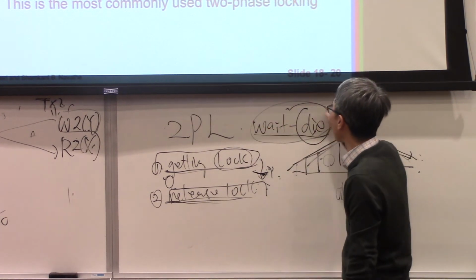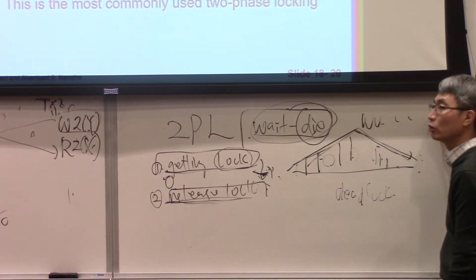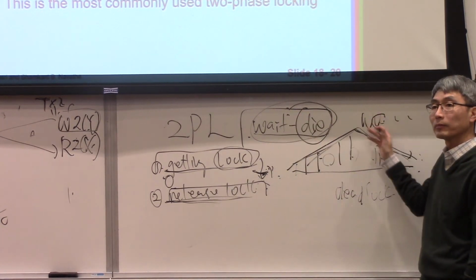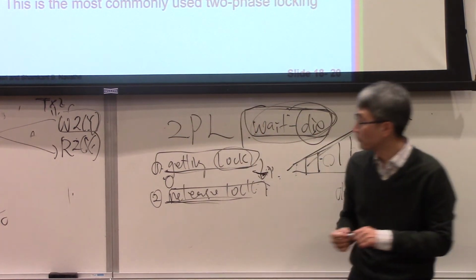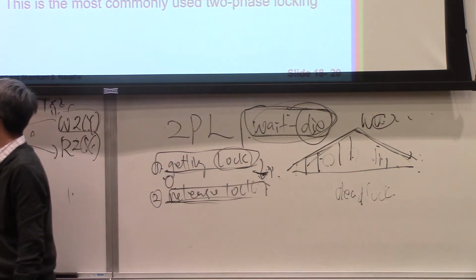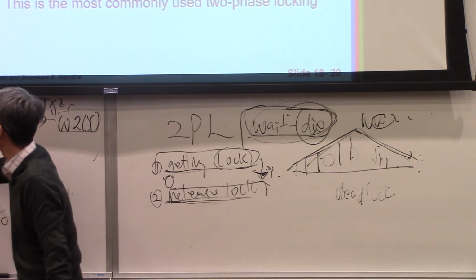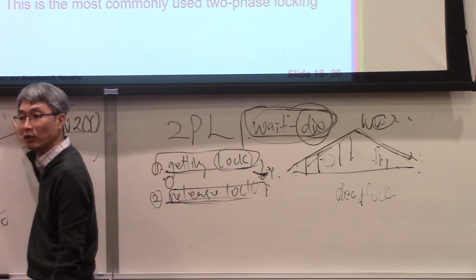So the first one is the wait-die algorithm. Another one is wound-wait, but wound-wait is kind of the opposite of this one. So we will discuss the wait-die algorithm. Then there is a transaction. For example, in this case, this one caused the problem, right? Conflict situation. Okay.